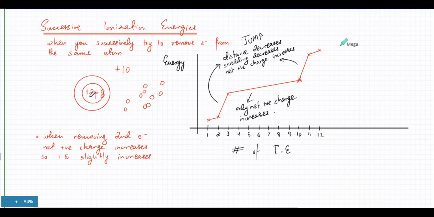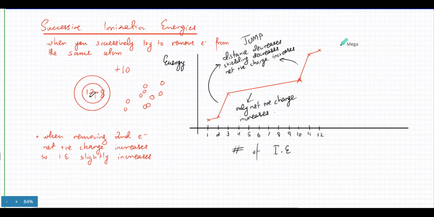Whenever a shell changes, the distance automatically decreases, the shielding decreases, and the positive charge is continuously increasing. So three factors make it harder to remove electrons. This is the point where shells are changing. What information do you get from this particular graph? You get lots of information from it. The major two are the valence electrons.